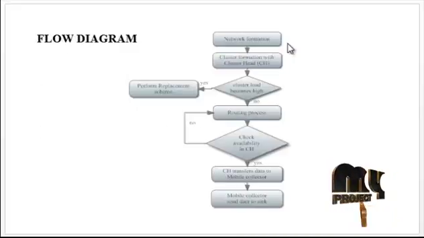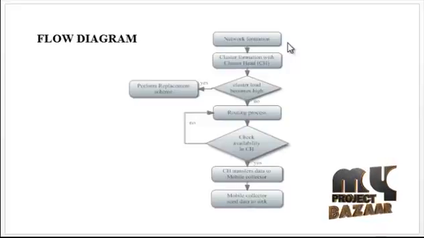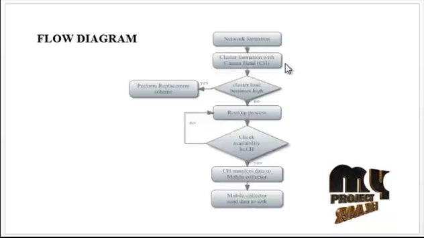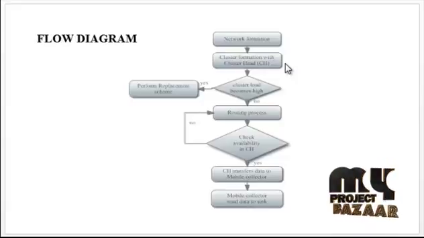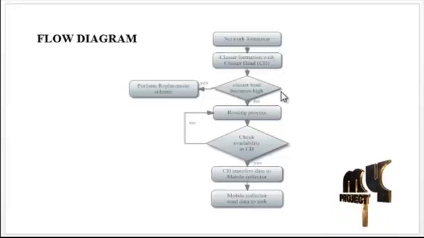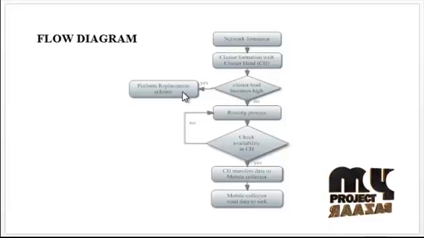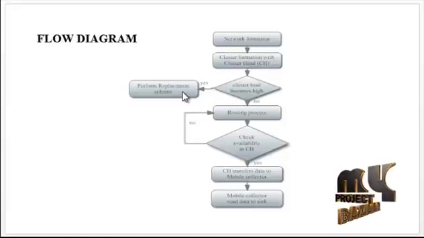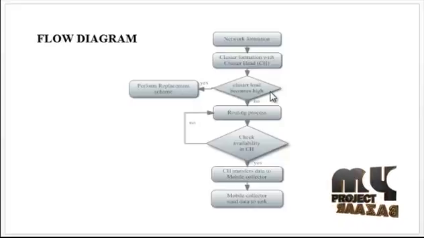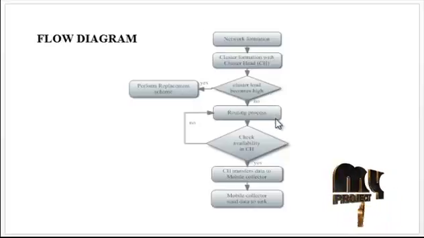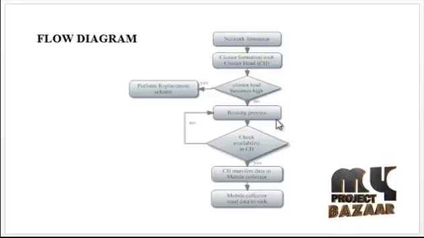Now see the flow diagram. First the network is formed with a number of sensor nodes, then the clusters are formed with the cluster head. If the cluster head energy becomes low, then it performs the replacement mechanism. That is, the cluster head is replaced with another node. If not, the routing process is done. That is, the data is going to be transferred.